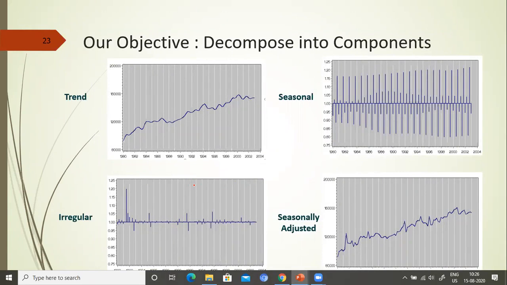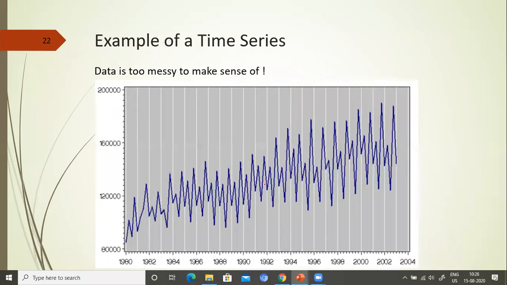First thing to notice is that there is no cyclicity in this data, because there is no long-term fluctuation that you're observing. You're basically observing very close fluctuations, up and down, up and down.